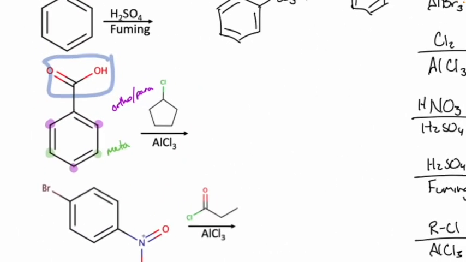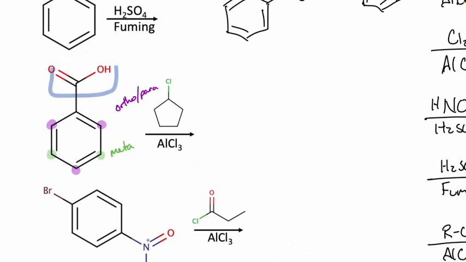So for this one here, is this carboxylic acid group going to be an ortho-para or a metadirector? It's going to be a metadirector. There's no lone pair on this carbon here, and it's not just carbons and hydrogens. It's got that carbonyl group going on. So this is indeed going to be a metadirector, so it's going to direct my incoming substituent to that particular site.